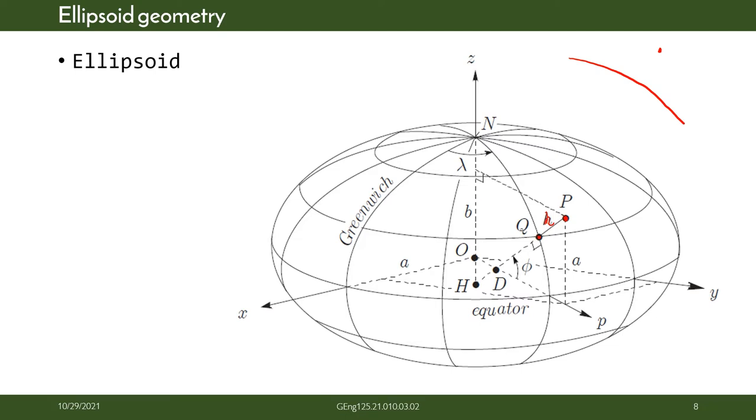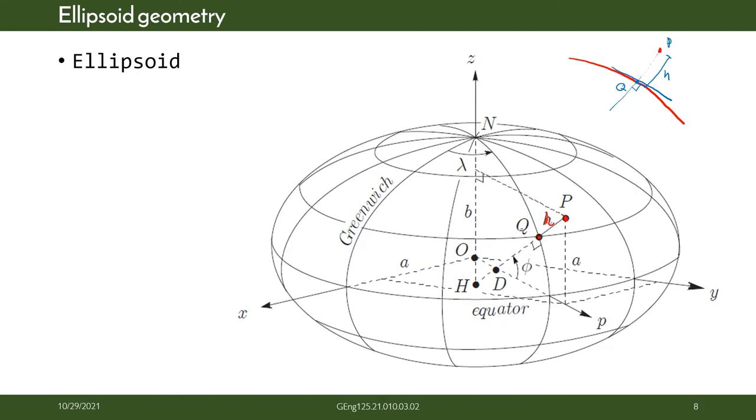So we project the point on the ellipsoidal surface, which is normal at that point. Therefore, this is your ellipsoidal height, h. The projection from point P to point Q is normal to your ellipsoid.